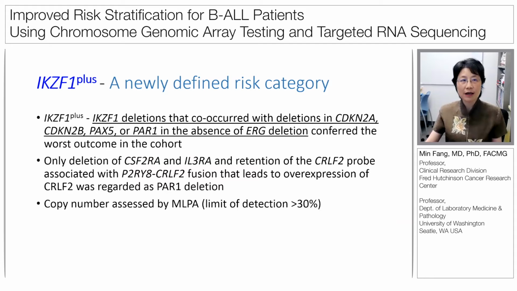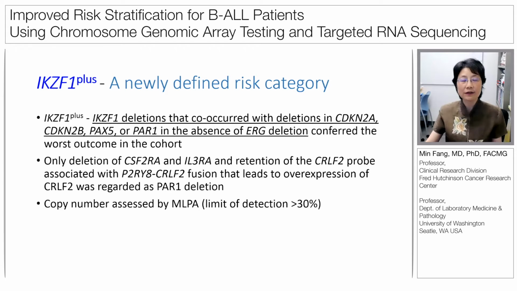So the definition of the IKZF1plus is written here. It's not only the IKZF1 deletion, but also the deletion when it co-occurred with deletions in CDKN2A, 2B, or PAX5, or the pseudo-autosomal region 1 on the X and Y chromosome. But these should not have any ERG deletion on chromosome 22. So this group of patients conferred the worst prognosis in the pediatric cohort.